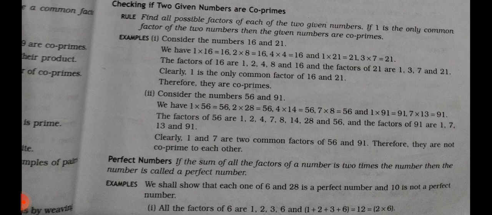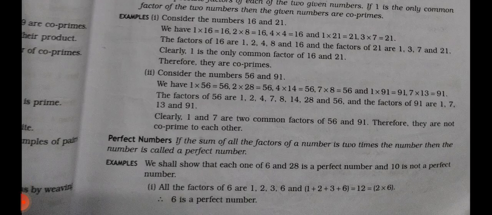2. Consider the numbers 56 and 91. We have 1 into 56 equals 56, 2 into 28 equals 56, 4 into 14 equals 56, 7 into 8 equals 56, and 1 into 91 equals 91, 7 into 13 equals 91. The factors of 56 are 1, 2, 4, 7, 8, 14, 28, and 56. And the factors of 91 are 1, 7, 13, and 91. Clearly, 1 and 7 are two common factors of 56 and 91. Therefore, they are not co-prime to each other.